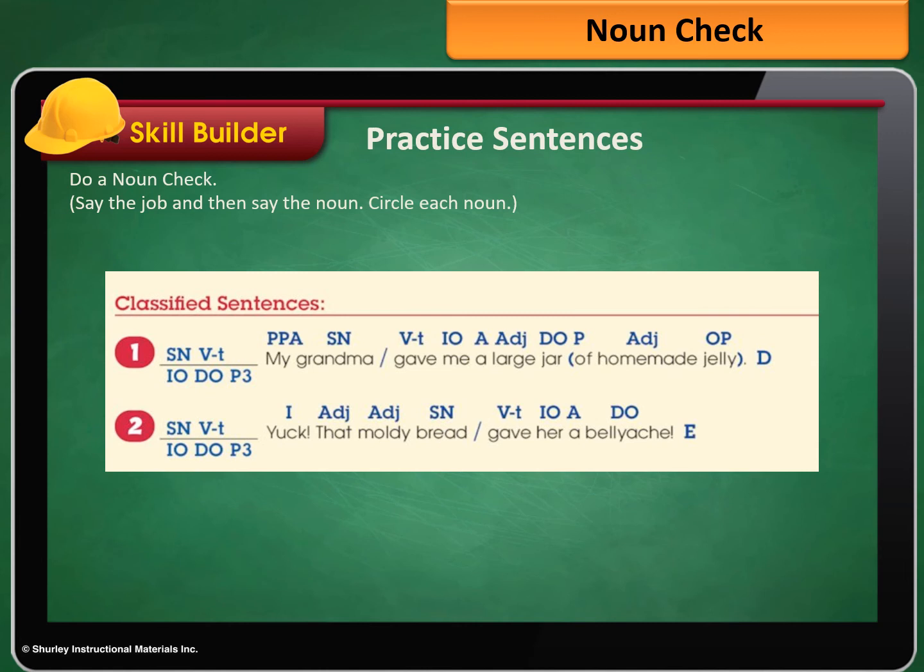Ready? Sentence 1. Subject noun, grandma. Yes, it is a noun. Indirect object, me. No, it is a pronoun. Direct object, jar. Yes, it is a noun. Object of the preposition, jelly. Yes, it is a noun. Sentence 2. Subject noun, bread. Yes, it is a noun. Indirect object, her. No, it is a pronoun. Direct object, bellyache. Yes, it is a noun. See? It's as easy as that.